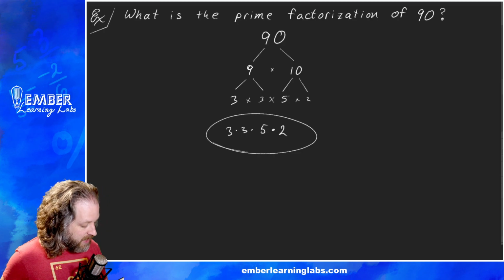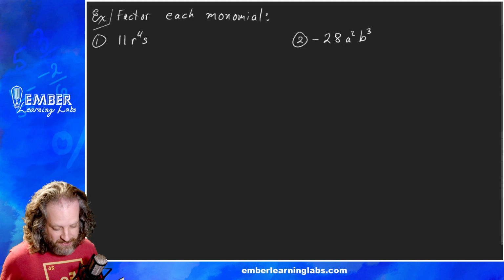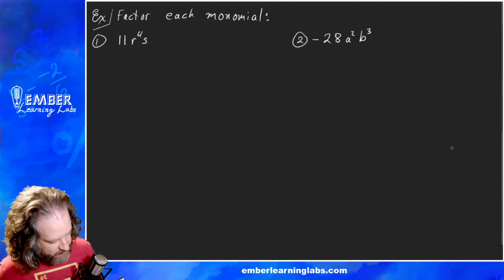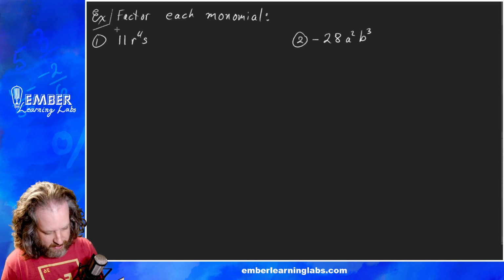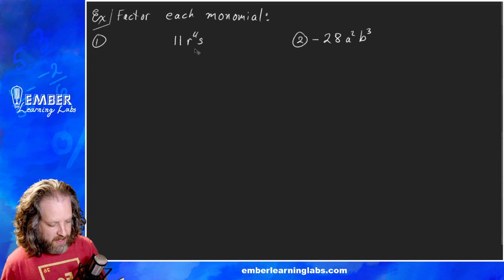So let's do one other example with letters in it. Sounds scary, but actually it's almost easier. So we're going to start out by factoring this example right here, right? This one, I'm going to move it over so I have a little bit more room to factor tree it up, right?